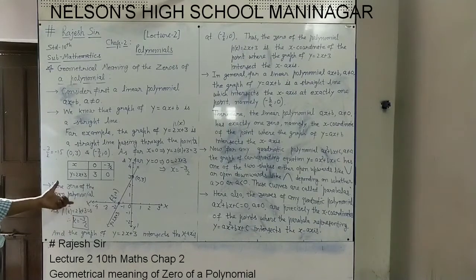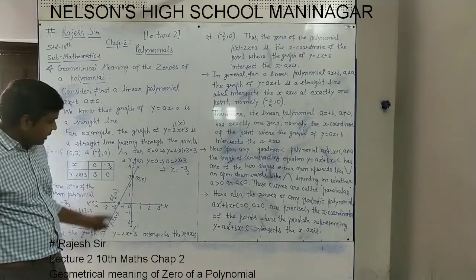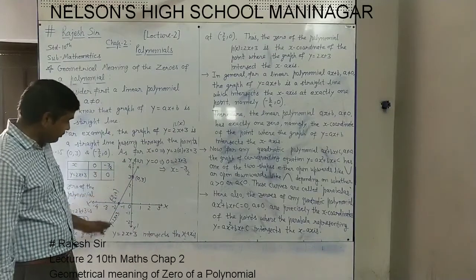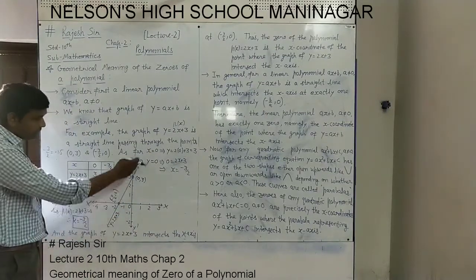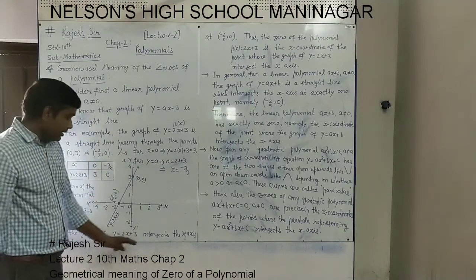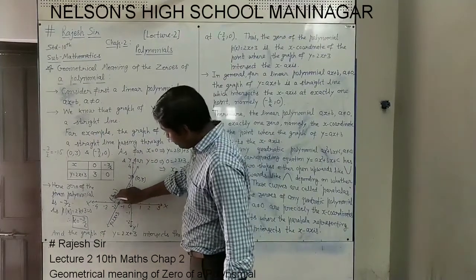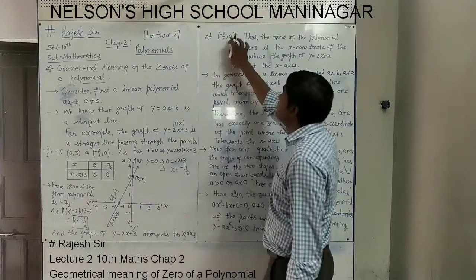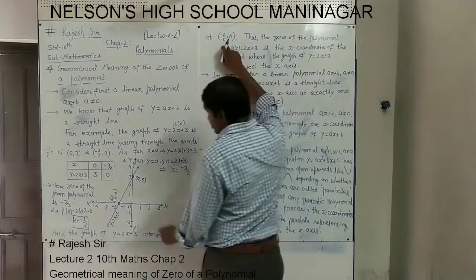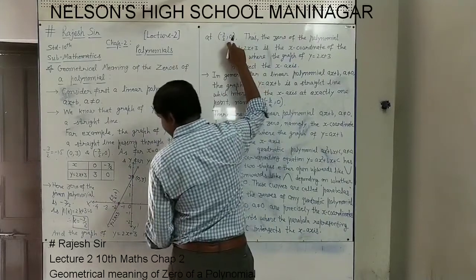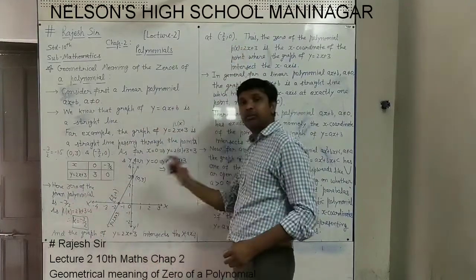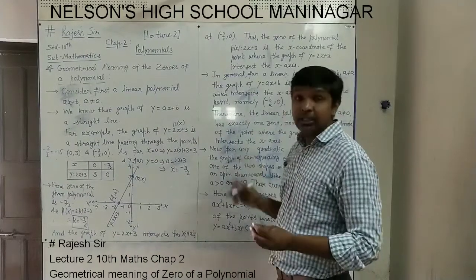By calculating this way, by theory, as we saw in the last lecture, we find that the zero of the polynomial is minus 3 by 2. And in the graph, what do we find? The graph of y equal to 2x plus 3 is this line. It intersects the x-axis at which point? At minus 3 by 2 and 0. This minus 3 by 2, 0 is on the x-axis, and this minus 3 by 2 is the zero of the polynomial also. So there is a relation.